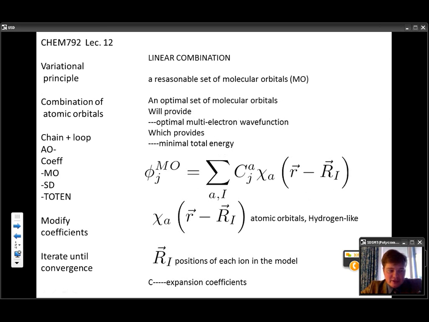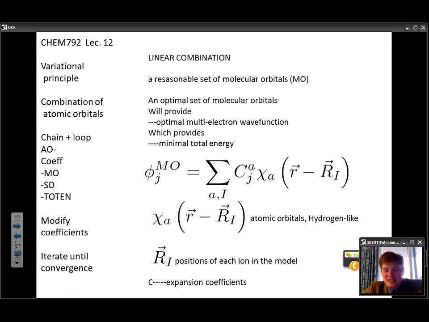I'm going to go to the next slide. So we need a set of molecular orbitals to build a bigger many-electron wave function. If we have a set of these molecular orbitals, and it is a good set, then it will provide the optimal multi-electron wave function, and the optimal multi-electron wave function will provide the minimum of the total energy.